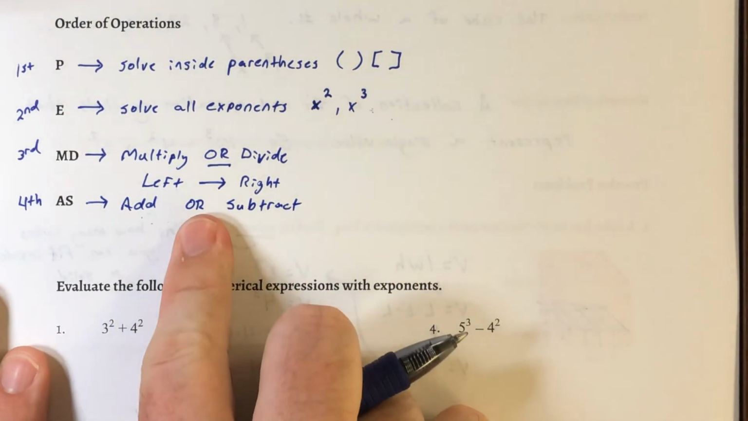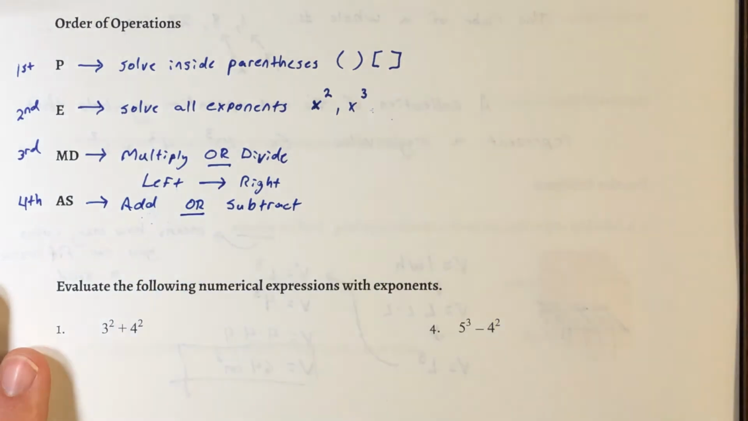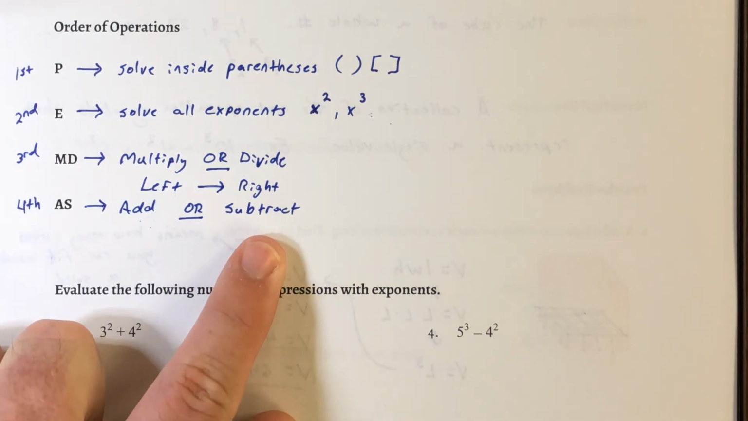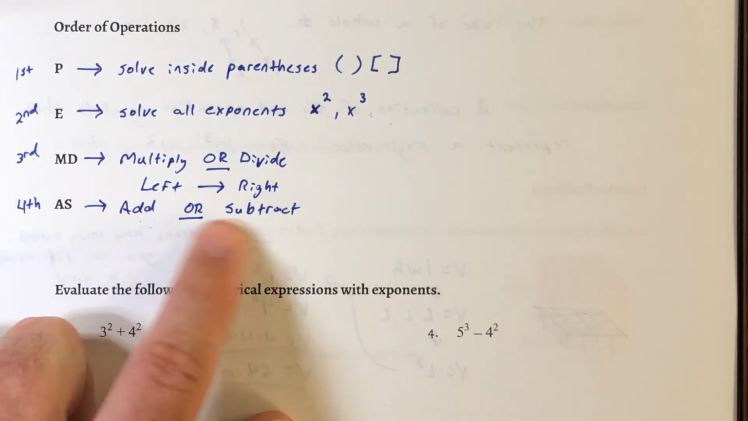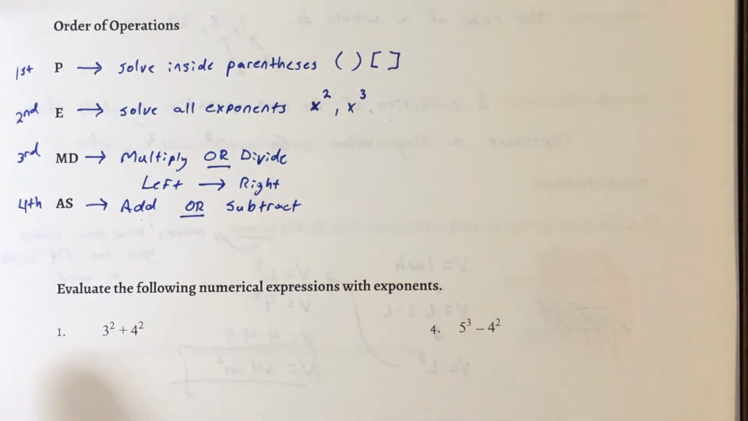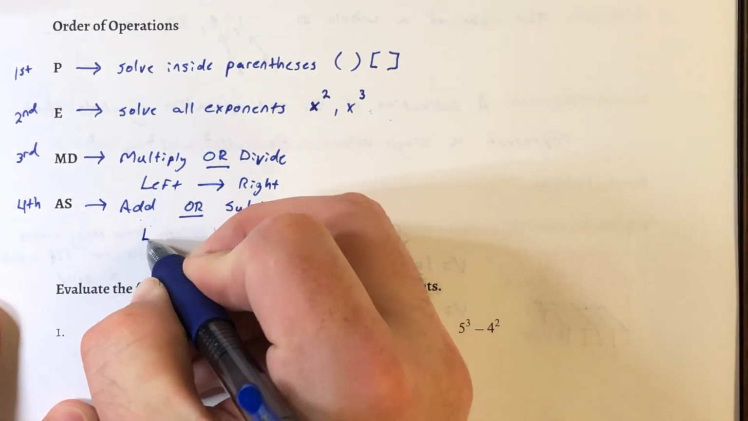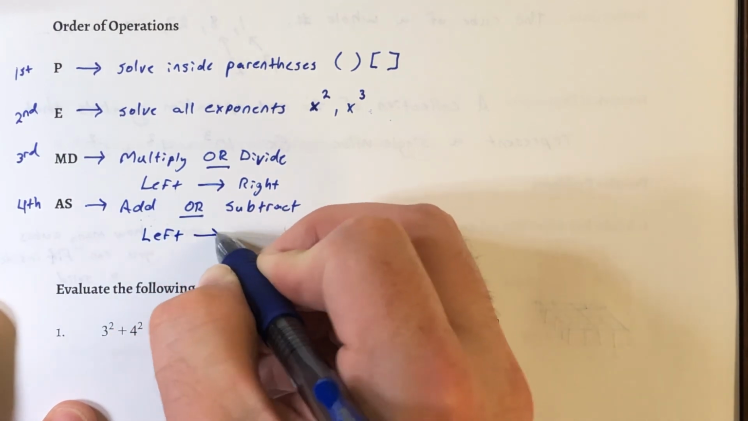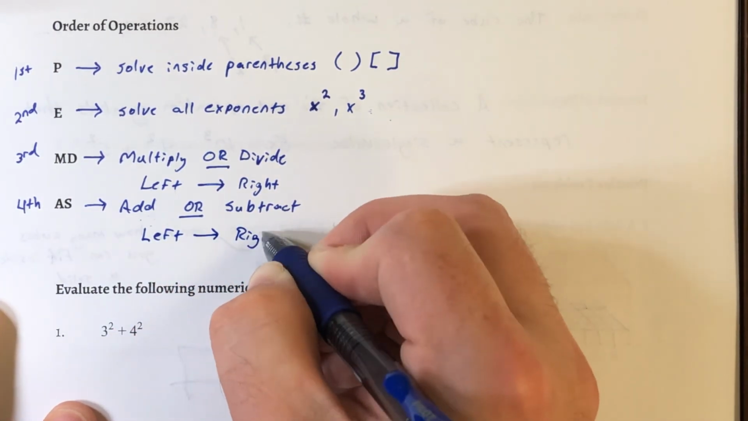And again, it's best if you think of this as an or instead of and. If you think of it as and, you might think that you need to add and then subtract in that order. Absolutely not. You're going to add or subtract. So you might add first, you might subtract first. How do you know which one to do first? Just like multiplication or division, you work your way left to right.